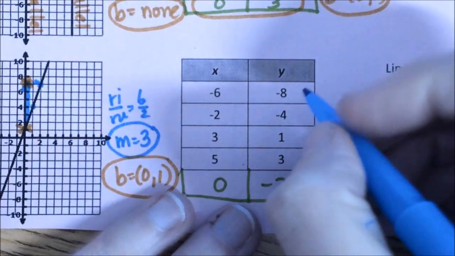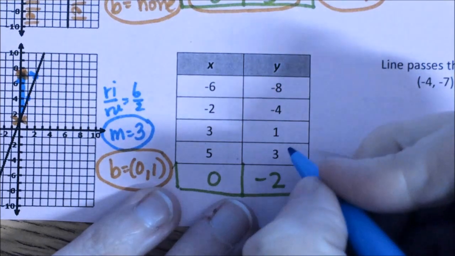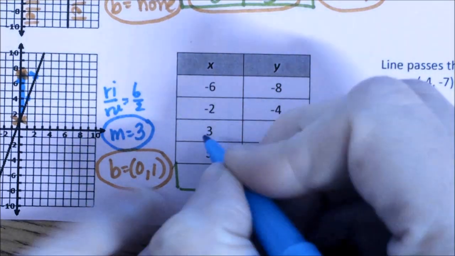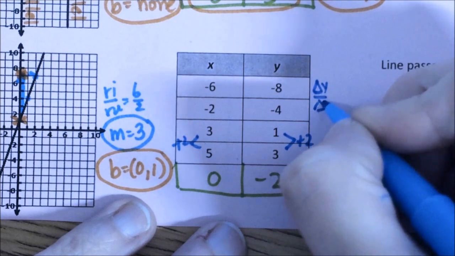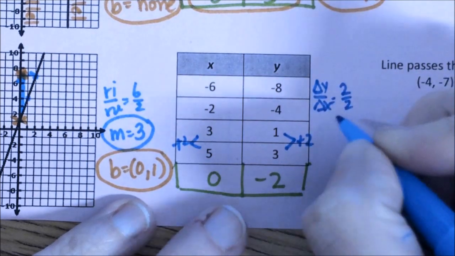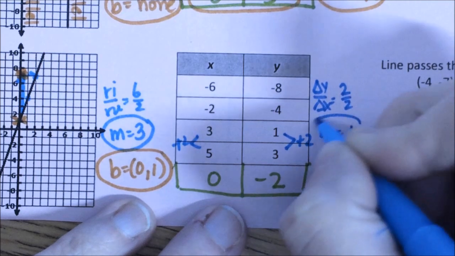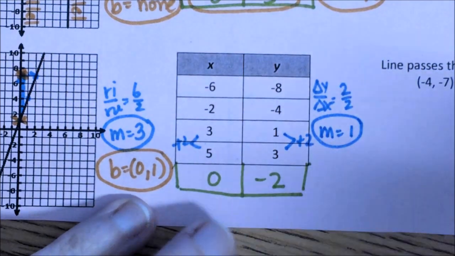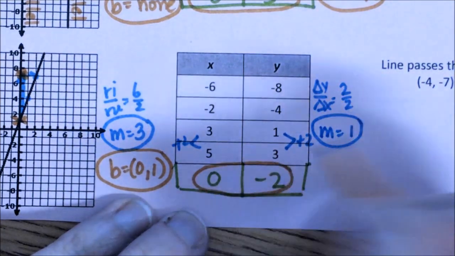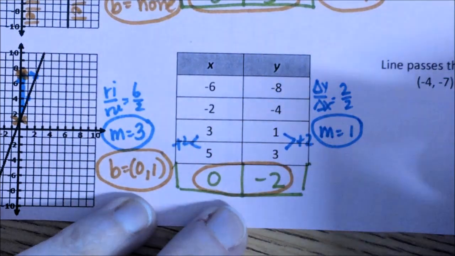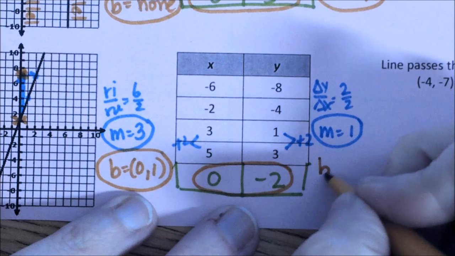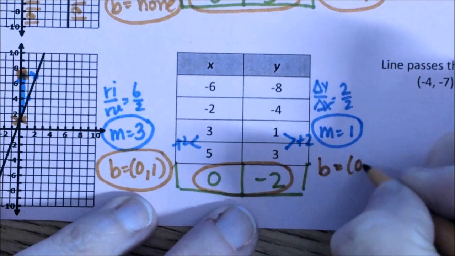Okay, now the slope for this one, again, I don't like that one. I'm going to go down here. 1 plus 2 is 3. 3 plus 2 is 5. Delta y over delta x is 2 over 2, which means my slope is 1. If I want to find my y-intercept, again, it's not always going to be written here. You'll have to look in the table for it, but you look for the row where x is 0. So that means my y-intercept is 0, -2.